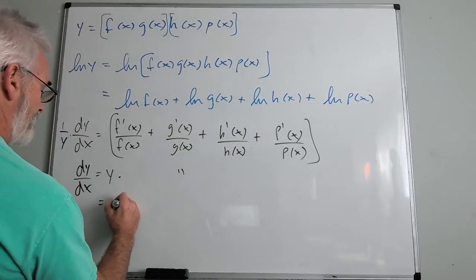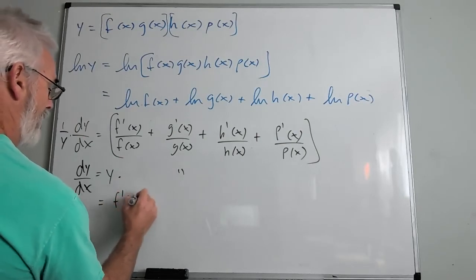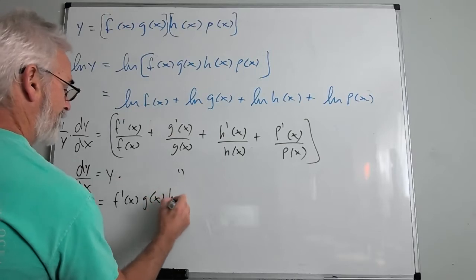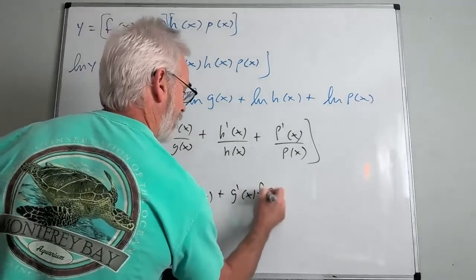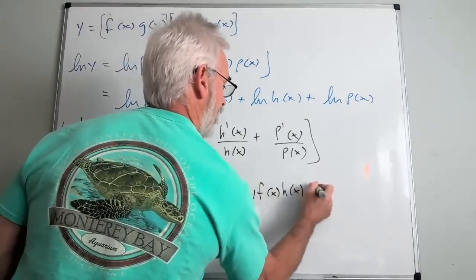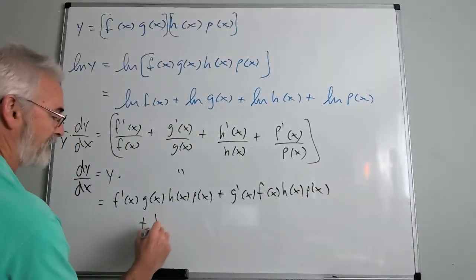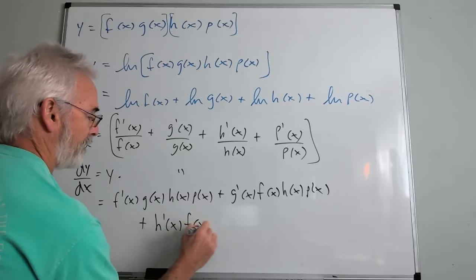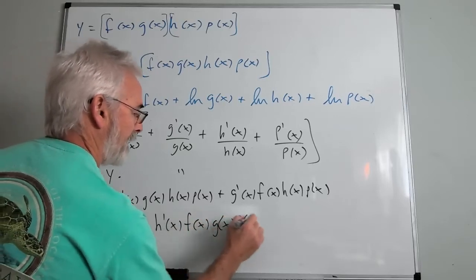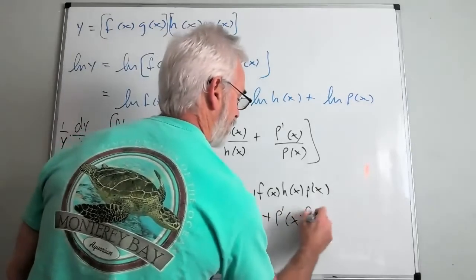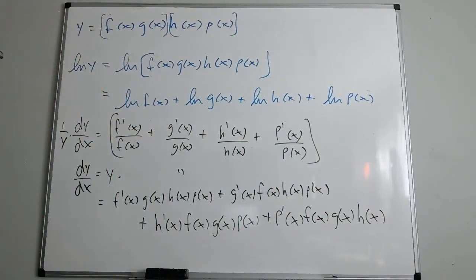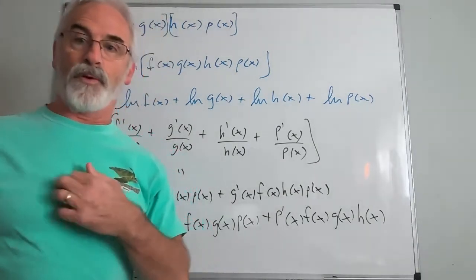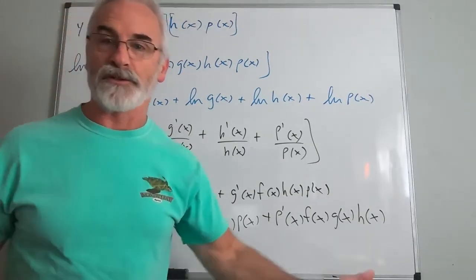So what's this going to be? It's going to be f prime times g times h times p, plus g prime times f times h times p, keep going, plus h prime times f times g times p, and then finally plus p prime times f times g. I didn't say the process is short, but I guarantee you, I don't care what the question is, this route will be a fraction of the work. It will be so much less work in the long run.